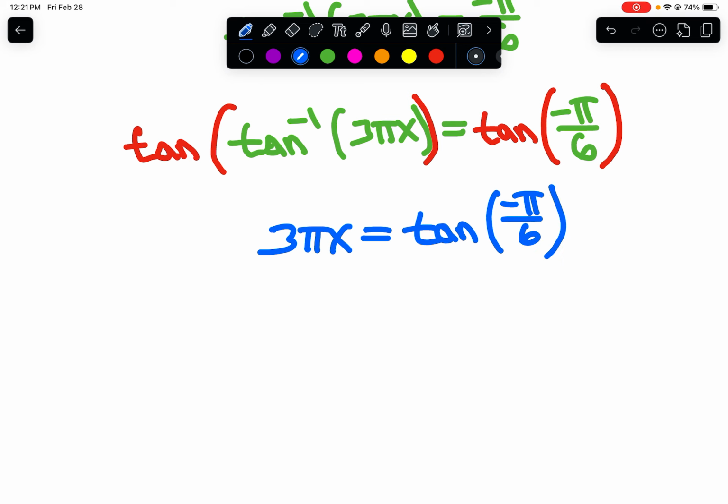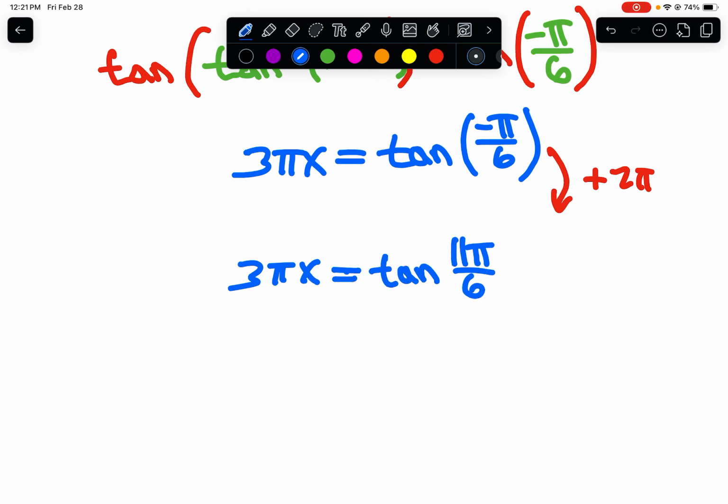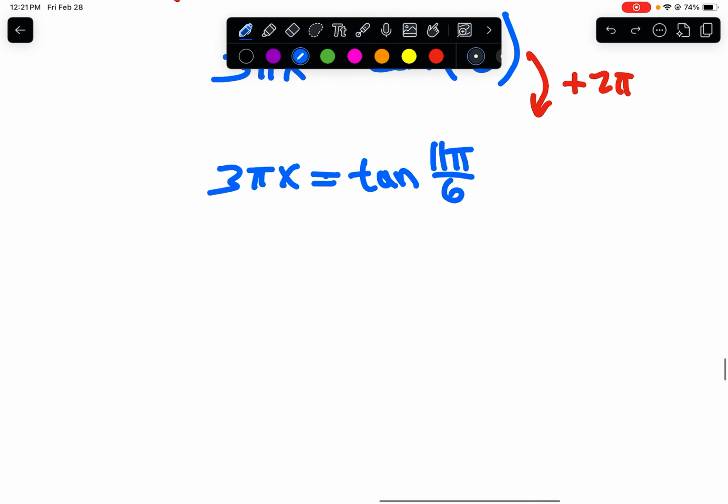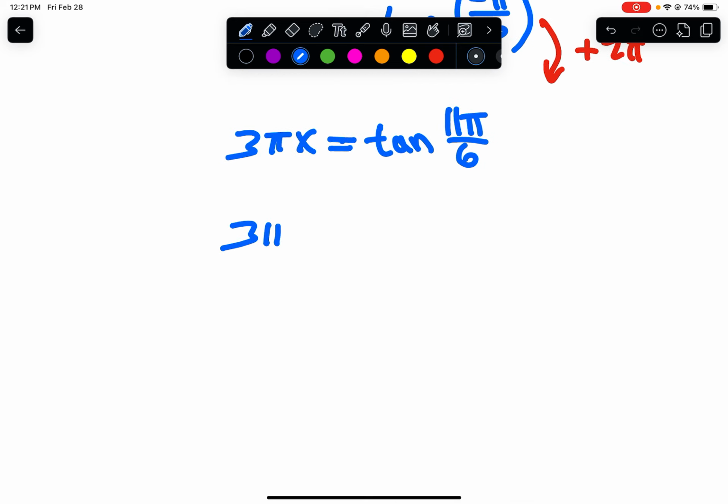So you have options if you're not comfortable with the negative radians. You can always add 2 pi and find a coterminal angle if you're not comfortable with those negatives. So that means 3 pi x equals tangent of 11 pi over 6. So this is the same as this. So it doesn't matter how you do it. You don't have to do this step if you don't want to, but it's really up to you and your comfort. So 3 pi x is going to equal tangent of 11 pi over 6. So that's going to give you a negative root 3 over 3.